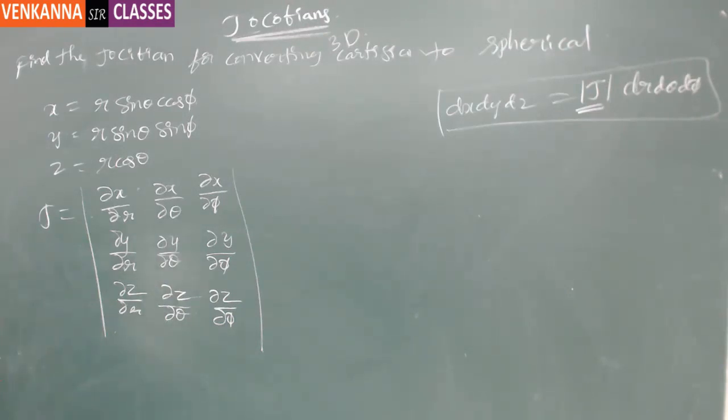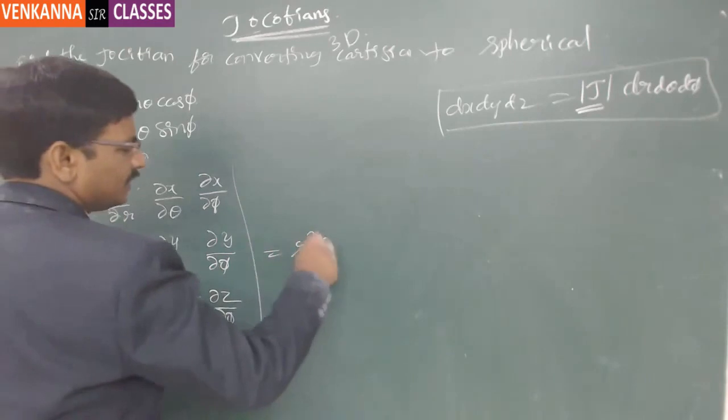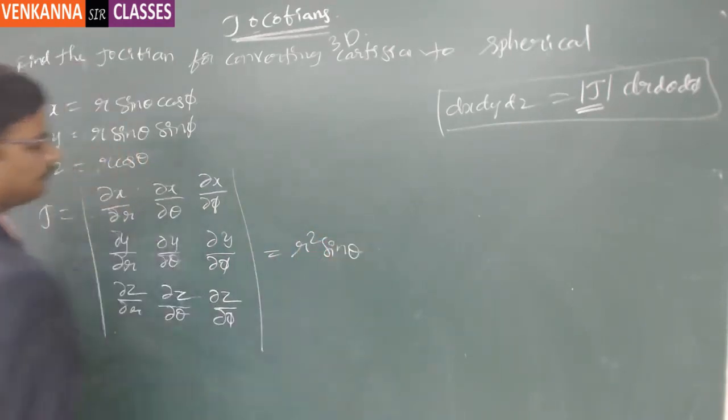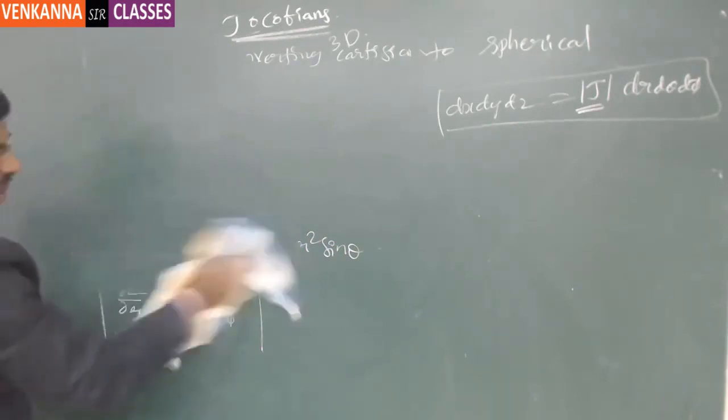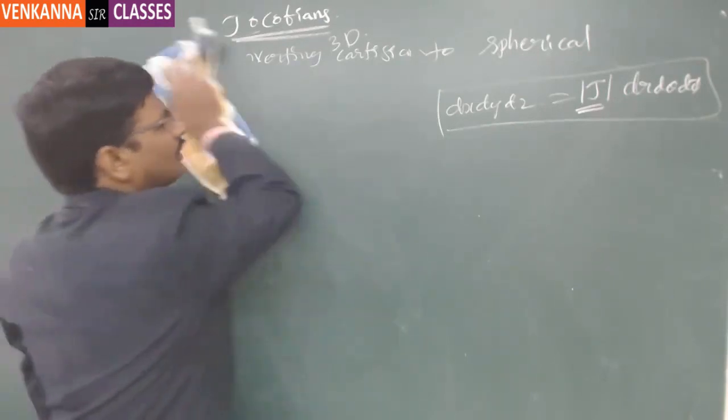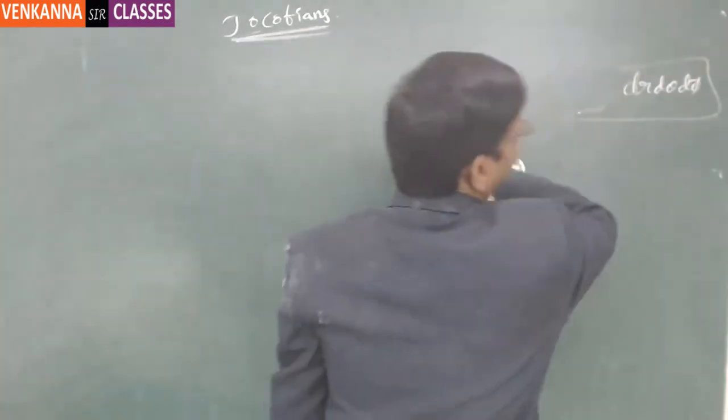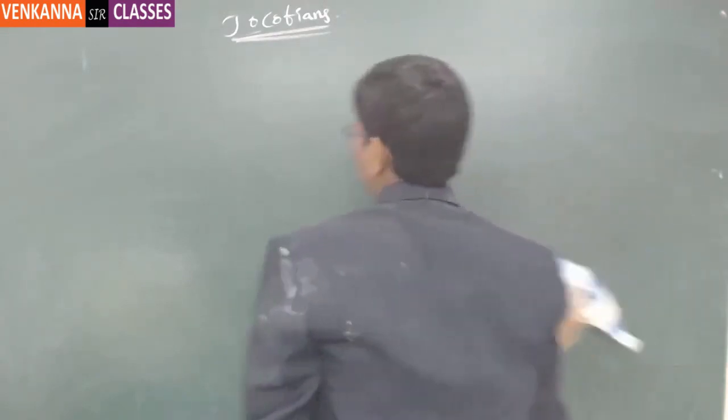And one last problem. So this will come as r square sin theta. You can cross check it. It will be straightforward only. So that's why when we convert from Cartesian to polar, you will multiply r square sin theta for dr d theta d phi.